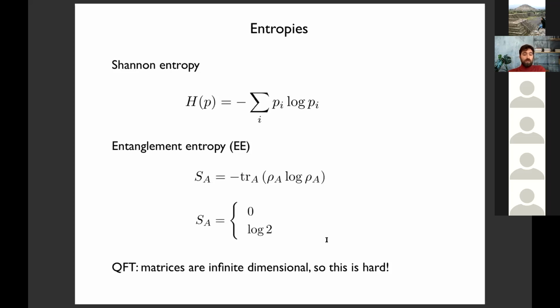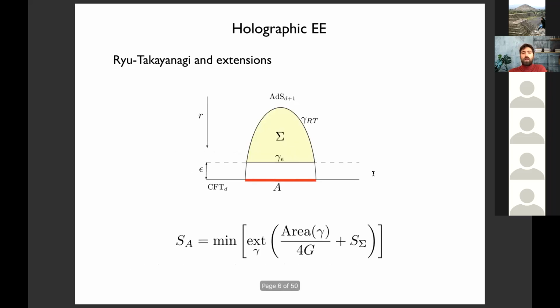Now, this was a very simple case of a finite dimensional Hilbert space. Now, we're going to be interested in quantum field theories. And of course, in that case, the matrices are infinite dimensional. So doing this calculation of taking the trace of rho log rho is much more difficult. So we have to provide some method to define the problem and then to try to do a calculation.